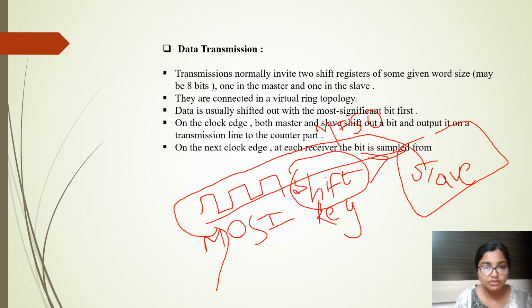On one edge of the clock, both master and slave shift out a bit and output it on a transmission line to the counterpart. On the next clock edge, at each receiver, the bit is sampled.